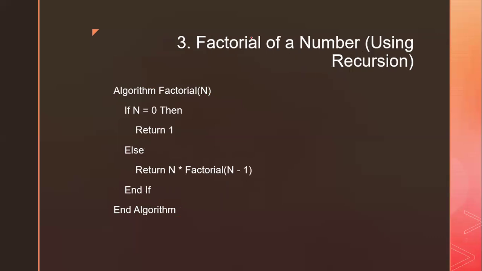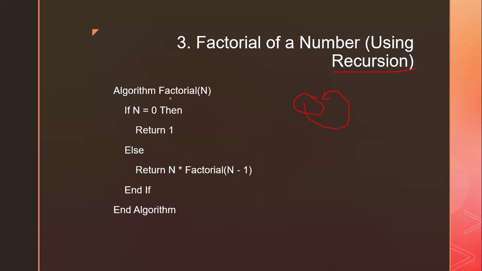Then we have the factorial of a number using recursion. Recursion is the concept that talks about a function referencing itself. So basically we have a function here and then it's referencing itself. That's what we call recursion. We get a function and then it references itself, which is here.